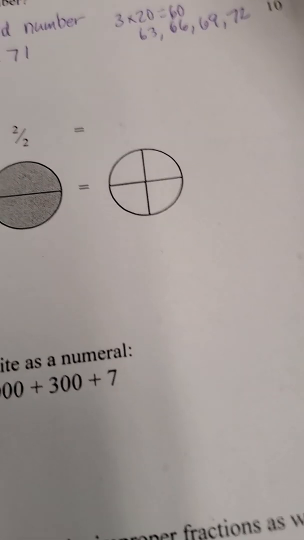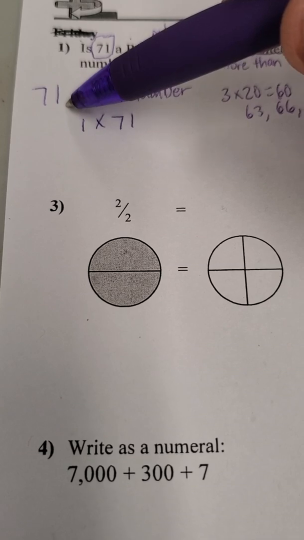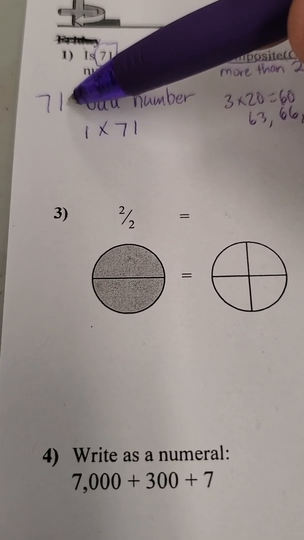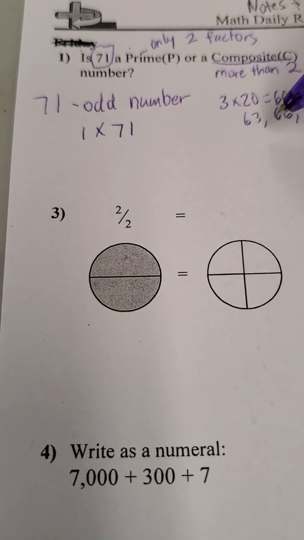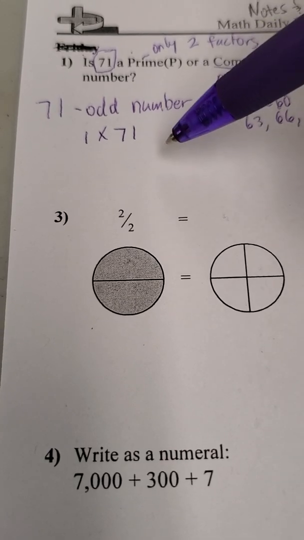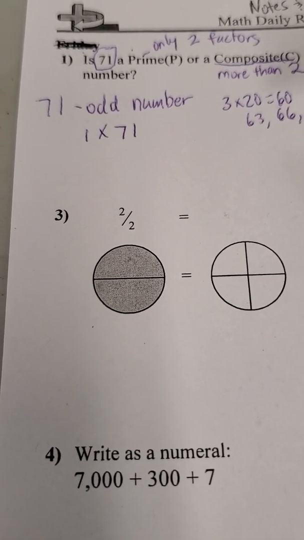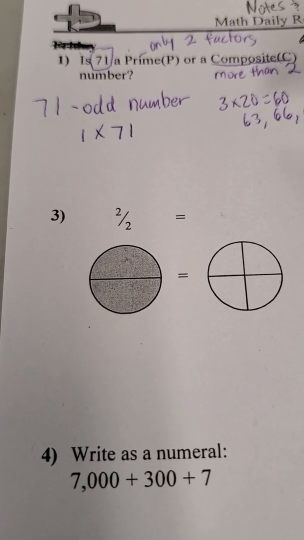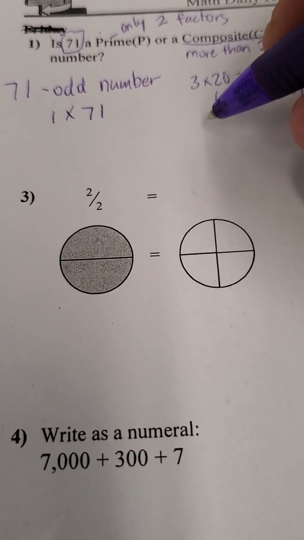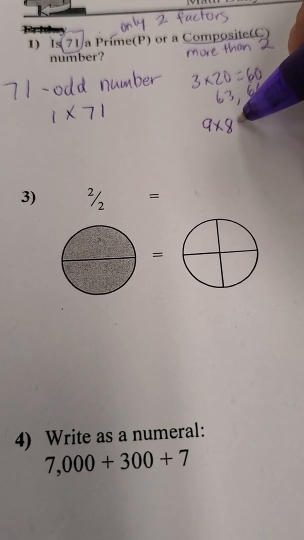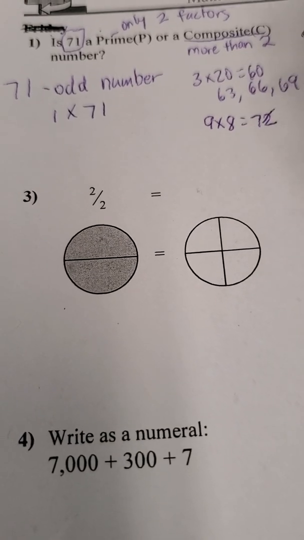So 3 is out. 5 doesn't work because this number doesn't end in a 5 or a 0. 7 times 10 is 70, so 7 doesn't work, and then 10 doesn't work. Now the only other number I can try is 9, and 9 times 8 is 72, so that doesn't work either.